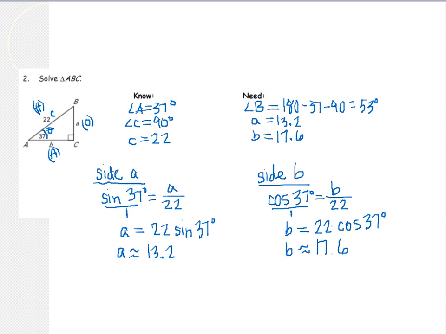So B is 17.6. And what you could do to check it, to make sure that they're right, is you could do leg squared plus leg squared equals hypotenuse squared and make sure it simplifies. So if you do 13.2 squared plus 17.6 squared, that should equal 22 squared. So that would be a great way to check, to make sure that your side lengths add up so that they make sense for a right triangle. And I did that earlier and it did work out.